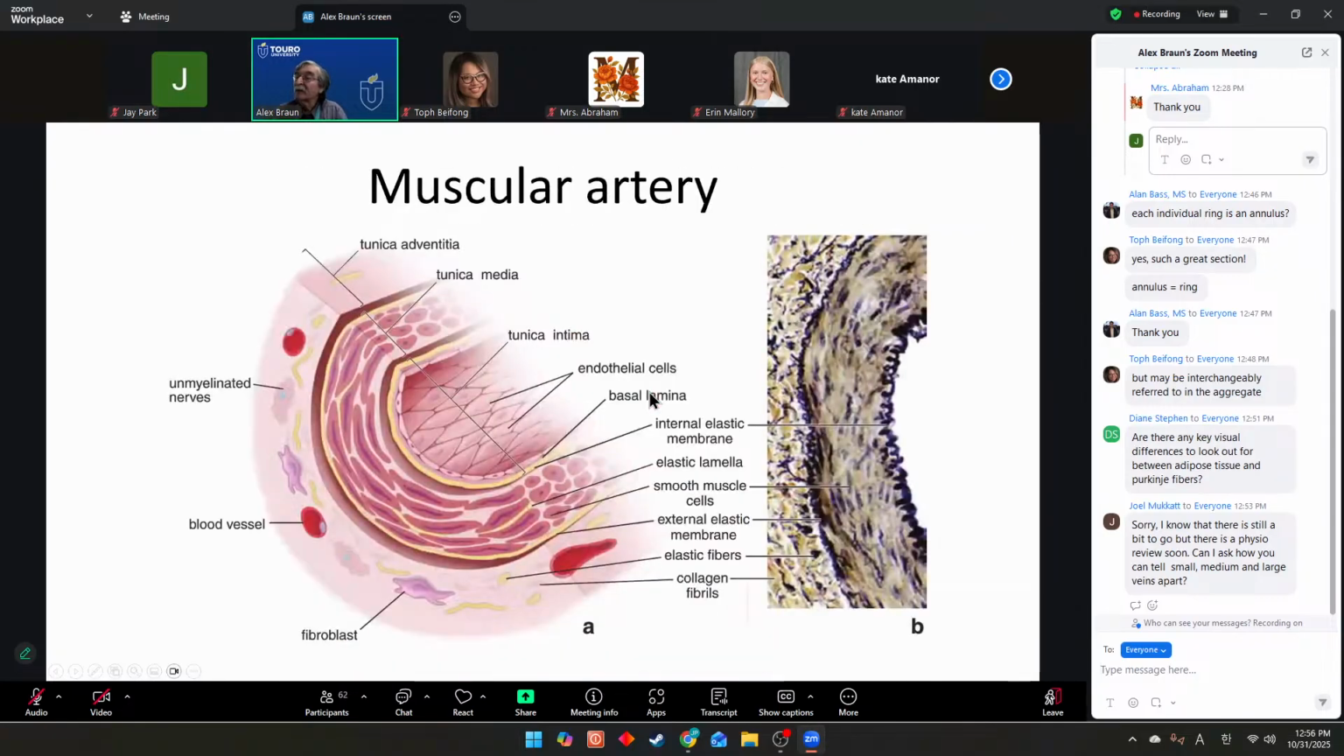Here's a muscular artery. A muscular artery is not as large as an elastic artery. These are the named arteries of the body, such as the cerebral arteries, the coronary arteries, the hepatic artery, the mesenteric artery, the renal artery. Things like that are muscular arteries. And these arteries don't have all those lamellae of elastic tissue like we saw in the aorta, but they do have lots of smooth muscle cells in their media.